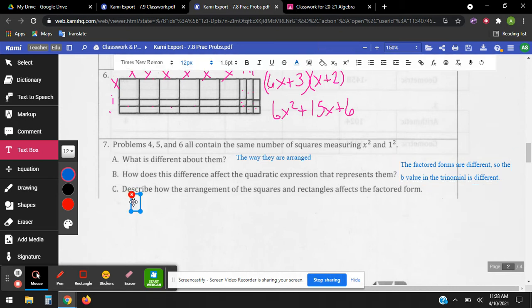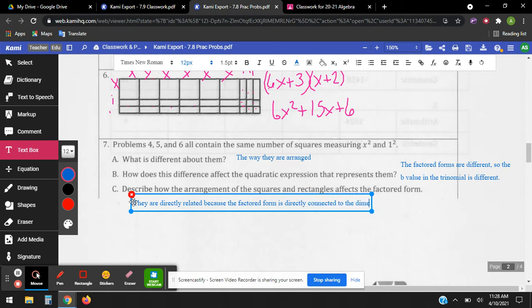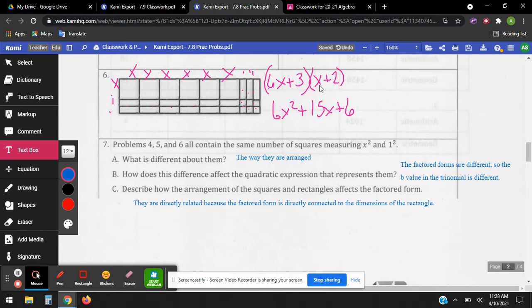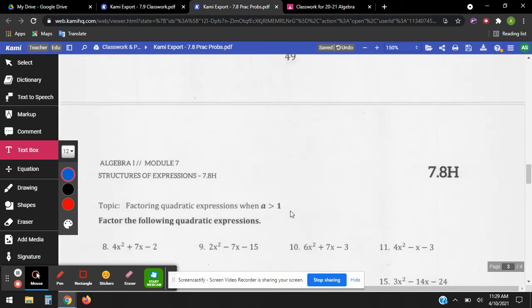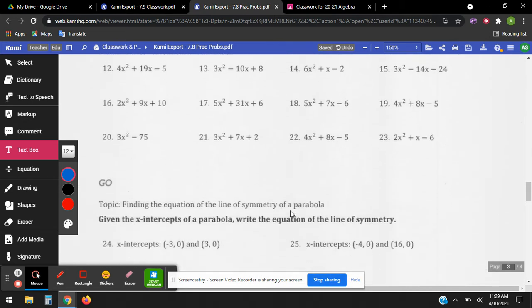Well, they're directly related, because the factored form is directly connected to the dimensions of the rectangle, right? The factored form is the dimensions of our rectangle. So that arrangement is going to affect the factored form. All right, now let's use it. Try it and use it.